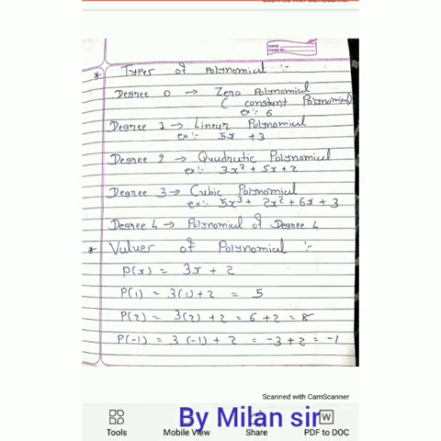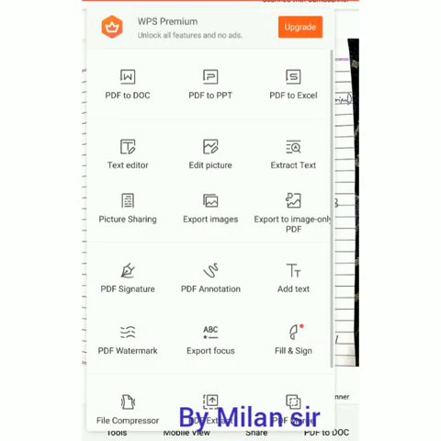Next is the types of polynomial as per the degree of polynomial. If the degree of polynomial is 0, then it is called a zero polynomial. It is also called a constant polynomial. I'm writing one example here. Example: 6. It does not have a variable.